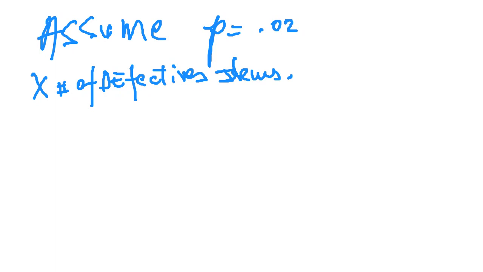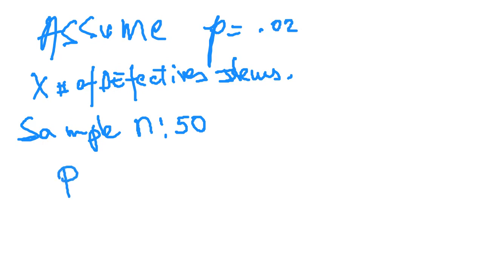And let's assume also that we take a sample of size 50. And then you want to know what is the probability that in that particular sample you have none defective, zero.